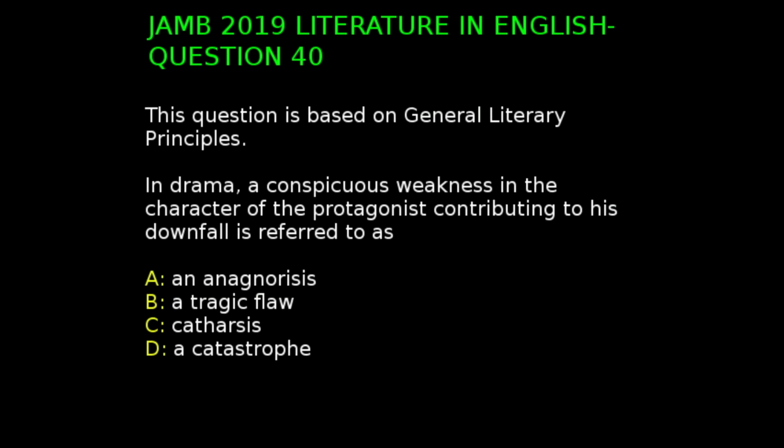JAMB 2019 Literature in English question 40. This question is based on general literary principles. In drama, a conspicuous weakness in the character of the protagonist contributing to his downfall is referred to as. The options given are A. An anagnorisis, B. A tragic flaw, C. A catharsis, and D. A catastrophe. The correct answer to this question is B.